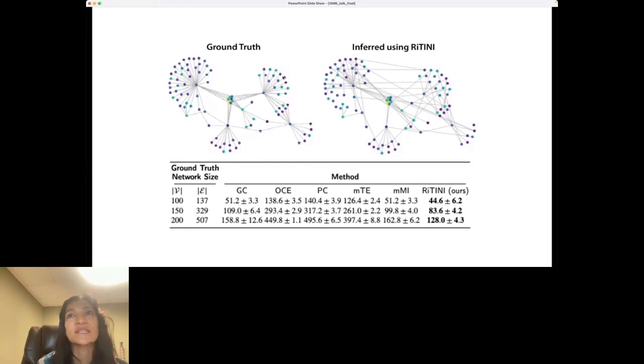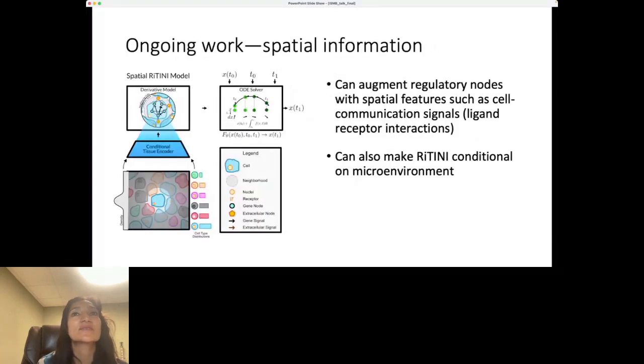The next frontier of this is to incorporate spatial information. Spatial information, we're thinking about modeling it as a general term that encodes something about the microenvironment. So this would make this into a conditional ODE, but you could also directly model cell-cell interactions as well and put those into your graph. So we're experimenting with both these kinds of things right now.